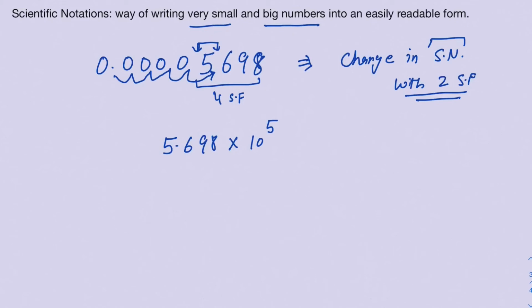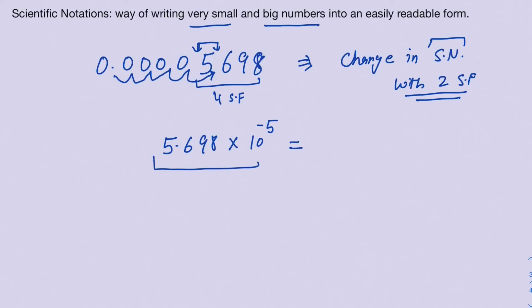Here is a simple answer to that problem. When I say a number, it means the original number that's given to you. If that number is less than 1, then you put a negative in the power. If the number is more than 1, then you put a positive. Now this particular number that was given in the beginning, 0.0000569, is clearly less than 1. So when you're writing the scientific notation, the power of 10 is going to be a negative number. So this is going to be the scientific notation for that.